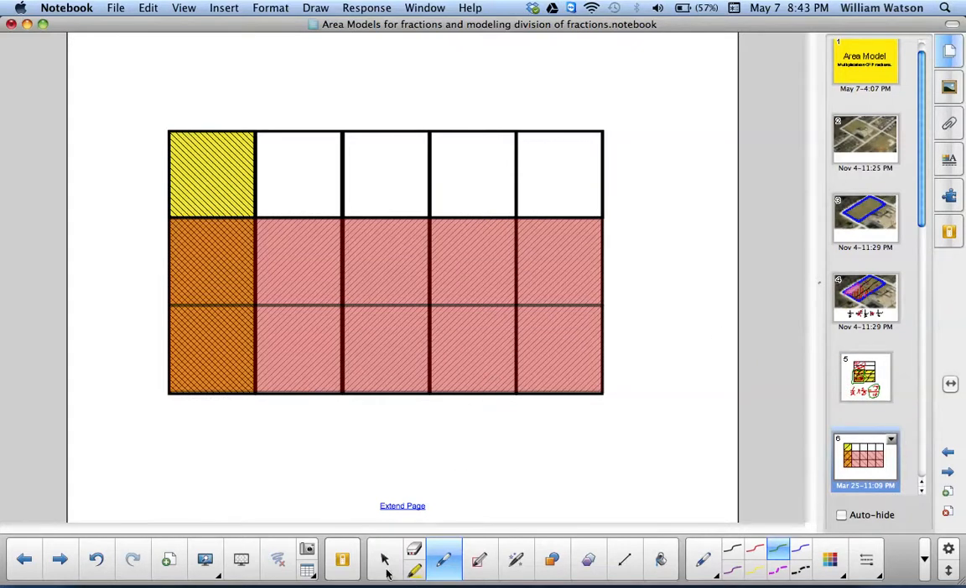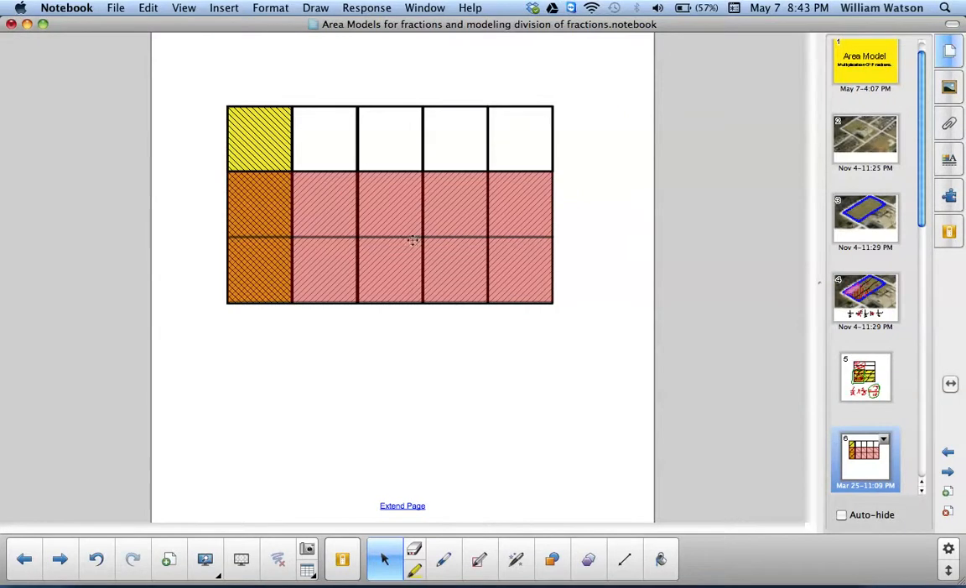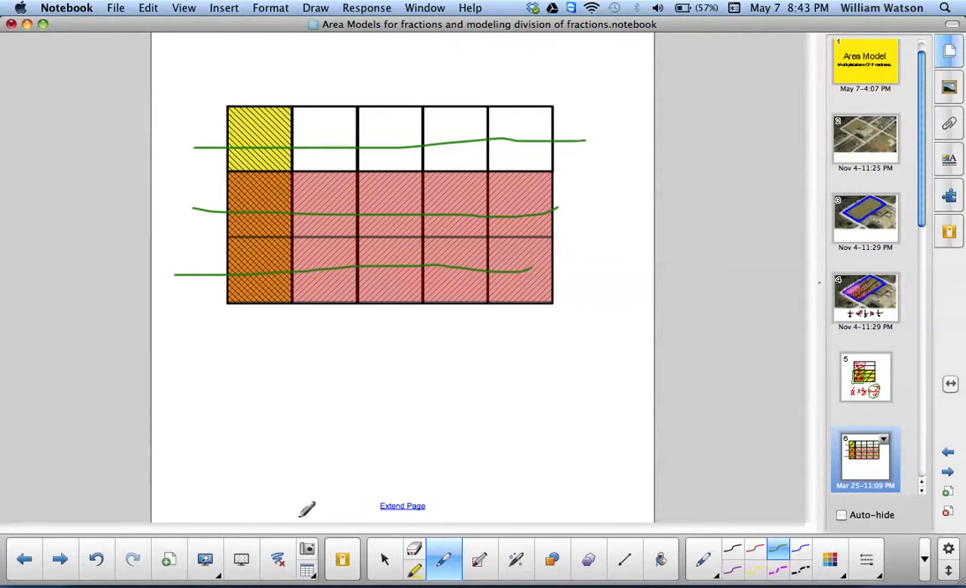After that, this is the model that actually represents two fractions, a fraction of a fraction. So I tell them to think about this in terms of rows and columns. So we've got one row here, we've got 2 rows, we've got 3 rows, and 2 of the rows are shaded all the way across. So one of our fractions is 2/3.